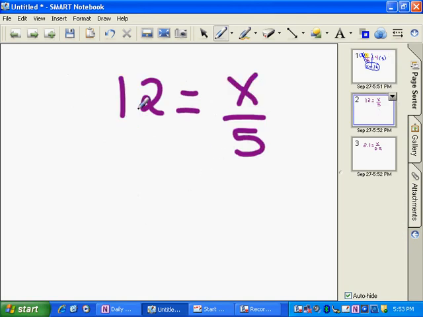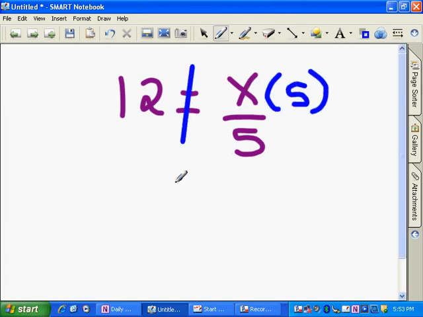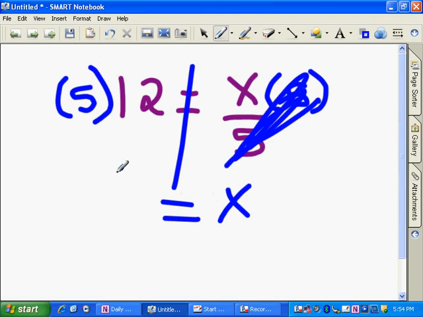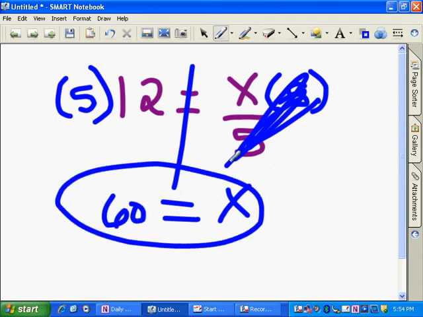In this example, we have 12 is equal to x divided by 5. So again, I want to isolate the variable x, so I'm going to multiply this side by 5 and multiply this side by 5. Again, these 5's cancel out, so I am left with x is equal to 5 times 12, which is 60. And I know I'm right because 60 divided by 5 is equal to 12.